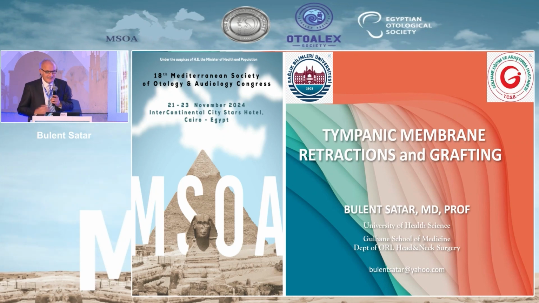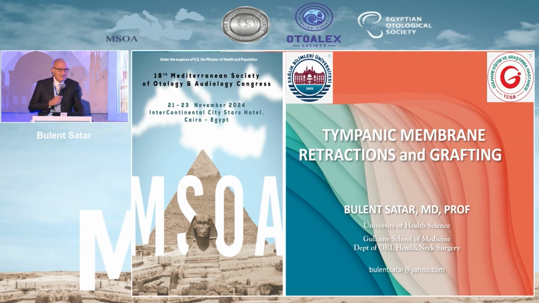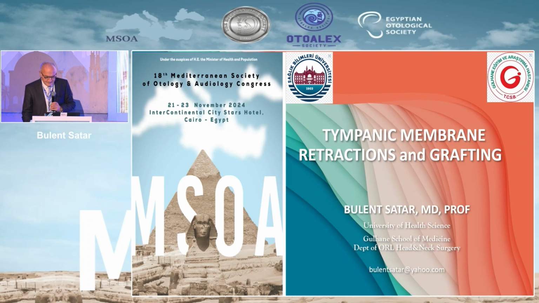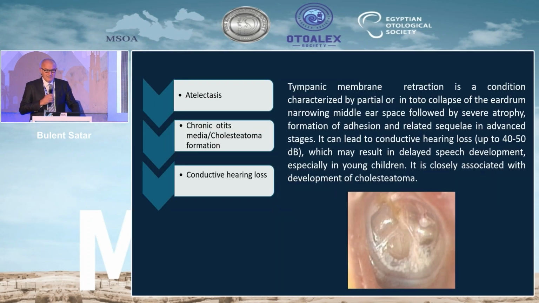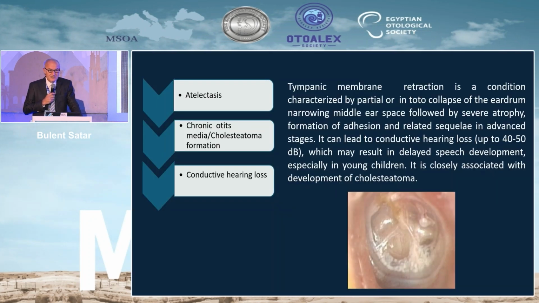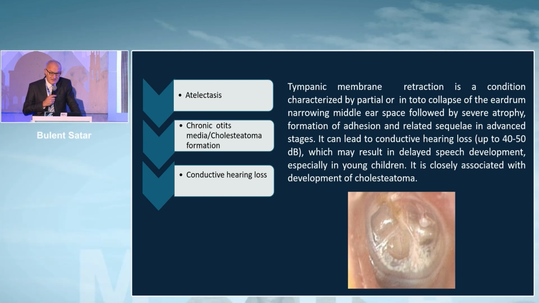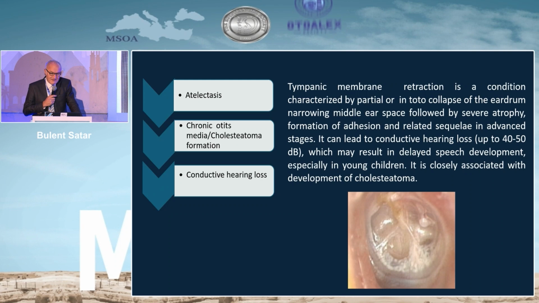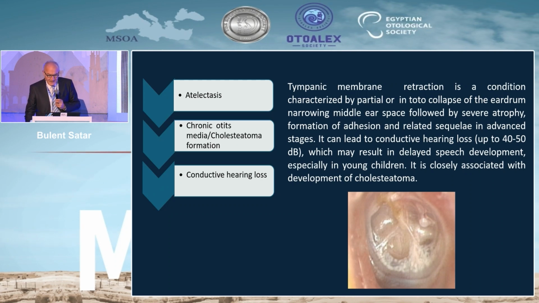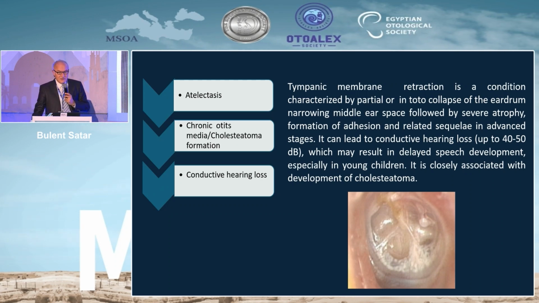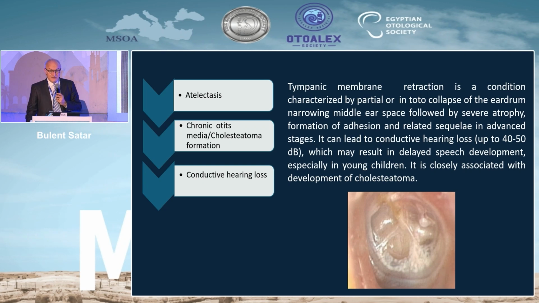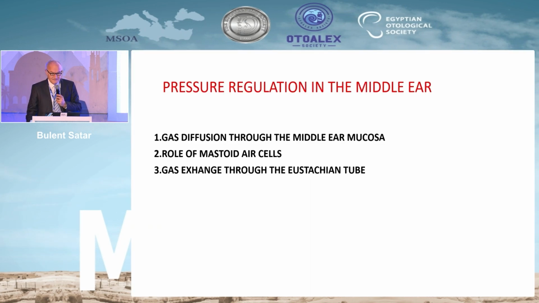My topic is the tympanic membrane retractions and grafting. Tympanic membrane retraction is a condition characterized by a partial or in toto collapse of the eardrum, narrowing the middle ear space, followed by severe atrophy, formation of adhesion, and related sequelae in advanced stages. It is closely associated with the development of cholesteatoma.